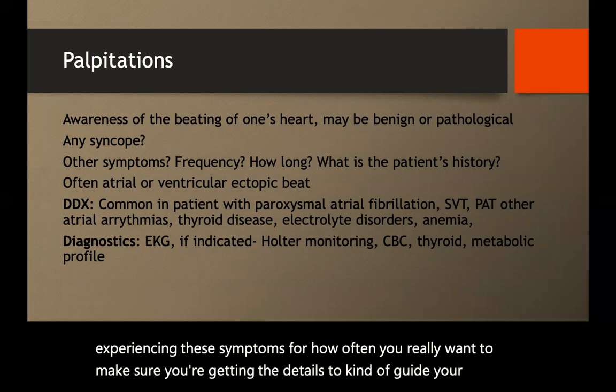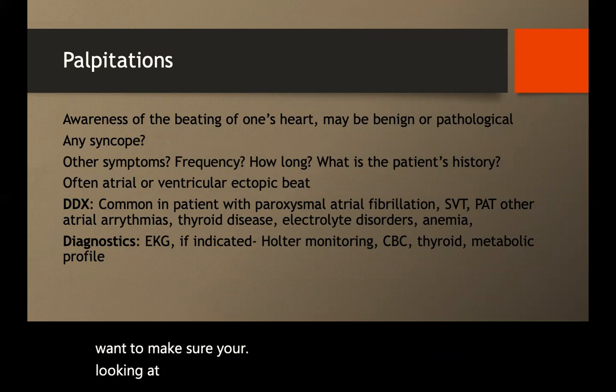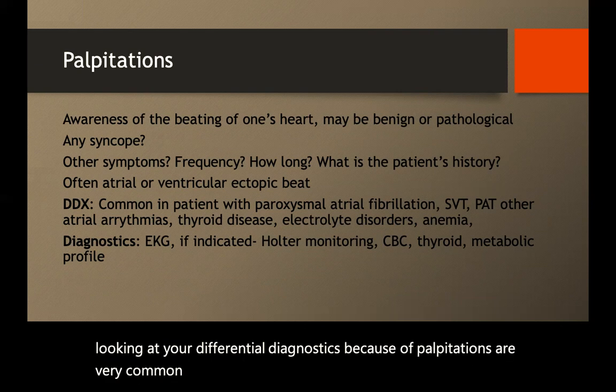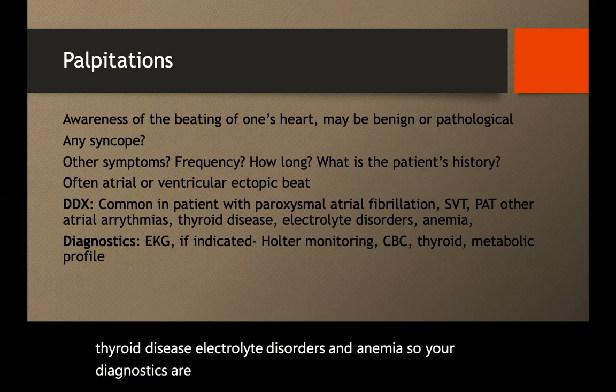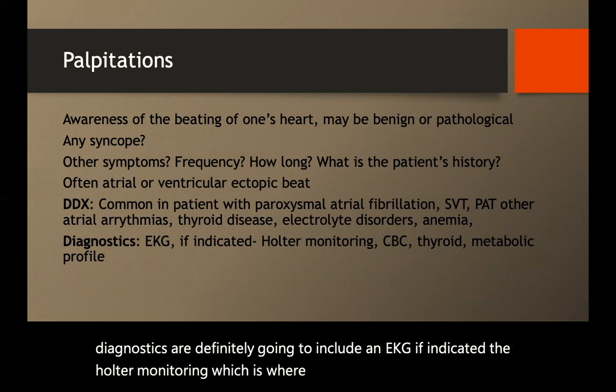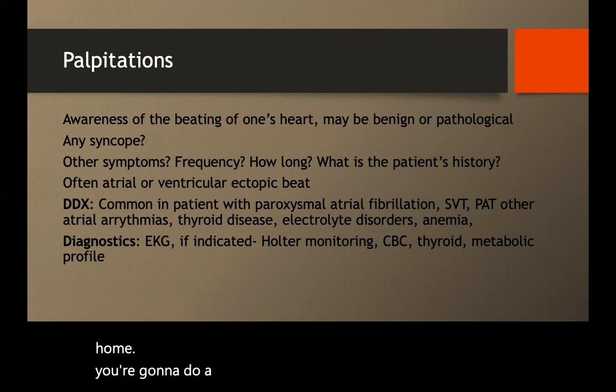You also want to make sure you're looking at your differential diagnoses because palpitations are very common in patients with paroxysmal AFib, SVT, PAT, thyroid disease, electrolyte disorders, and anemia. So your diagnostics are definitely going to include an EKG, if indicated, Holter monitoring, which is where your heart is monitored at home. You're going to do a CBC, a thyroid, and a metabolic profile.